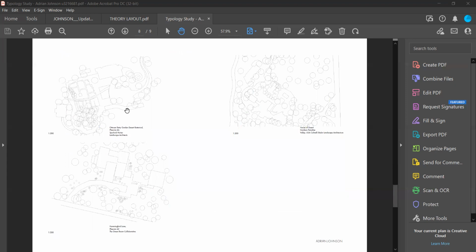Here are some plain site drawings of them that show the character of these sites, just how simple and effective they can be.